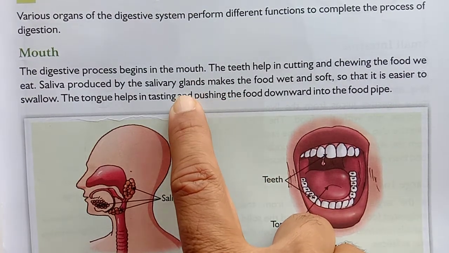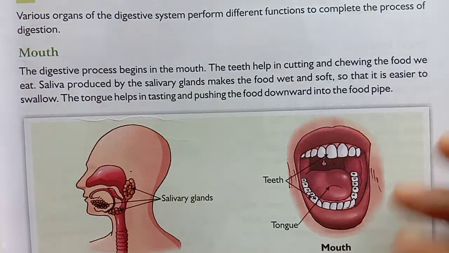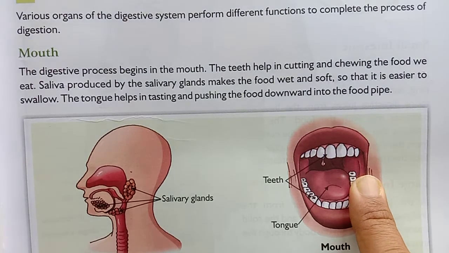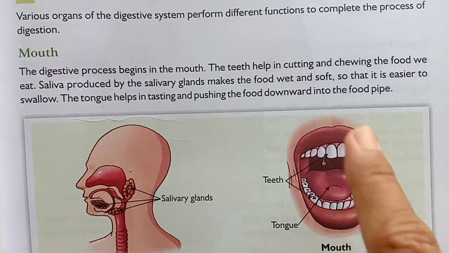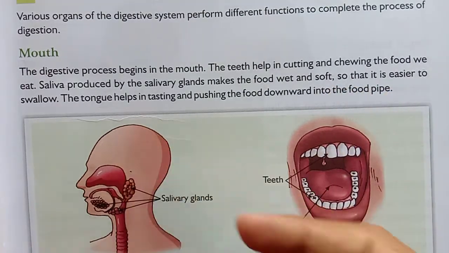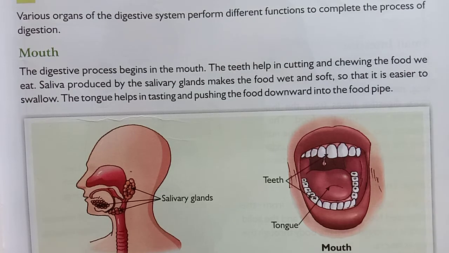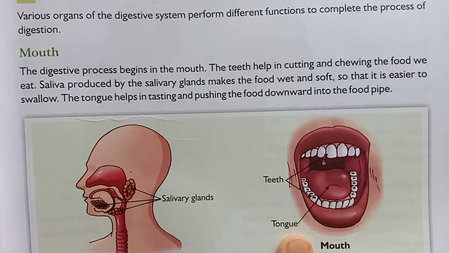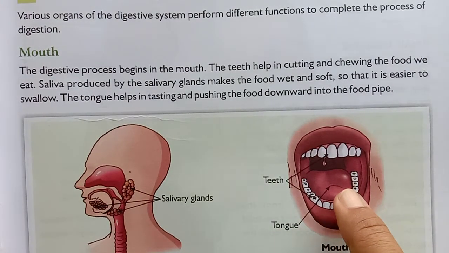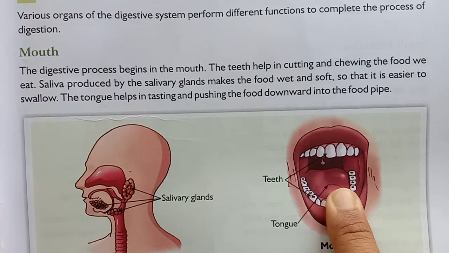Okay, if some yummy food is there, at that time we will feel that. Okay, students. So to make that food soft and wet, for that reason the saliva is produced in our mouth, so that it is easier to swallow. The food that we are eating is easier to swallow with the help of that saliva. Okay, students. The tongue, you can see here. The tongue helps in tasting and pushing the food downwards into the food pipe.